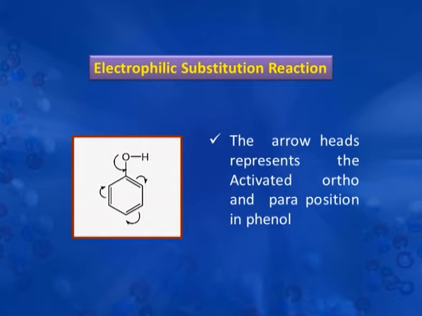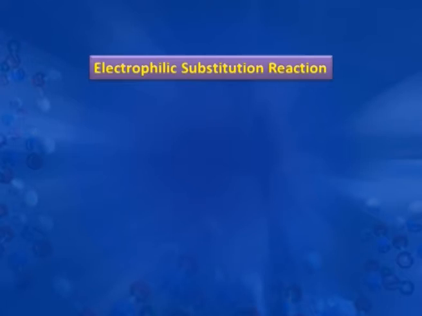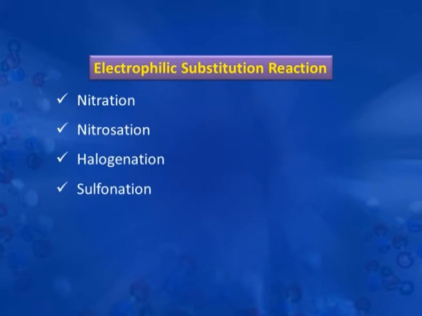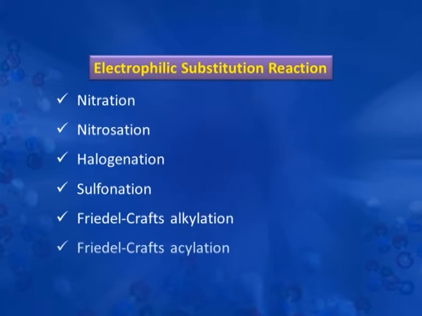That is why, if the delocalization of electrons makes the ortho and para positions of phenol more electron rich, obviously phenol will direct the incoming electrophile to the ortho and para positions, and that is why in all the reactions which we are going to discuss after this, you will see that substitution in the case of phenol takes place at the ortho position or para position. The electrophilic substitution reactions which we are going to discuss here are nitration, nitrosation, halogenation, sulfonation, Friedel-Crafts alkylation and Friedel-Crafts acylation.